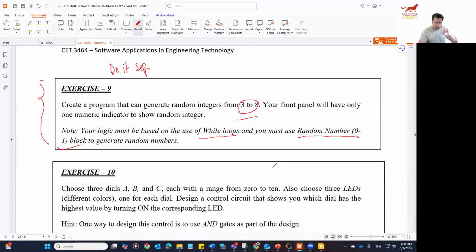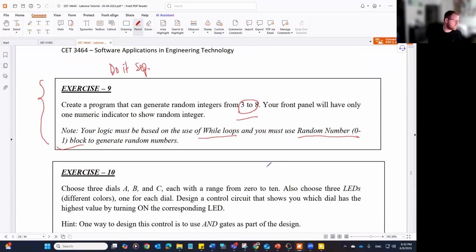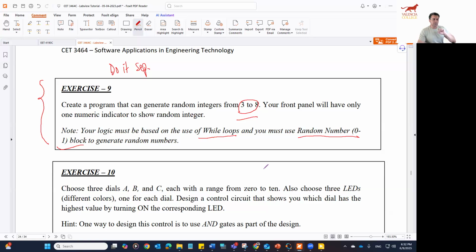Where exactly are you going to put the random number block? Inside the while loop? Inside the while loop, very good. You're going to put it inside the while loop, because if the condition is not met, then you have to generate another random number, and then another random number.